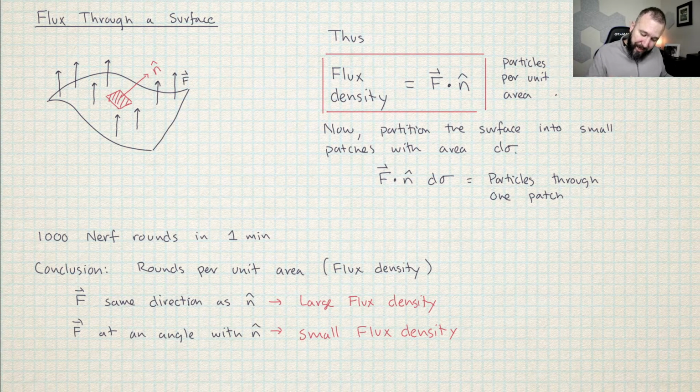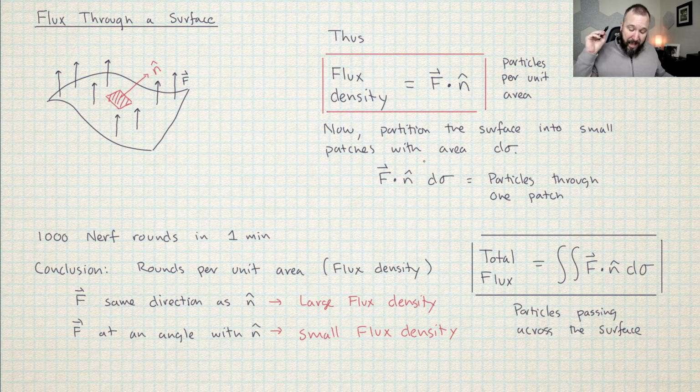If you multiply that by an area, you're going to get the total number of particles that are passing through one little patch. So now what we need to do is add up all of the particles that are passing through each little patch. If we add all of those up, that is going to give us the total number of particles that are passing across the surface. And that's what we call the flux.